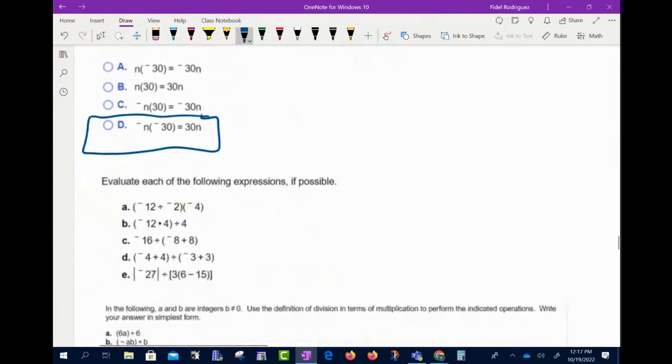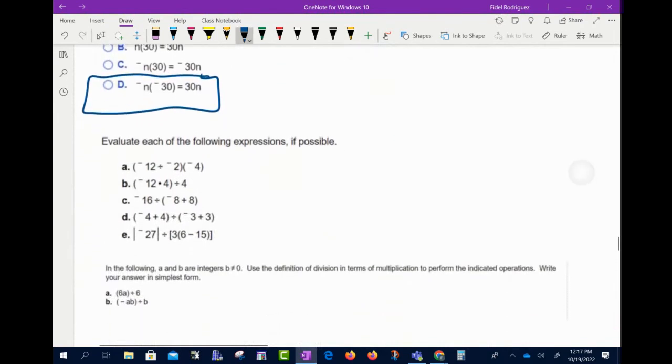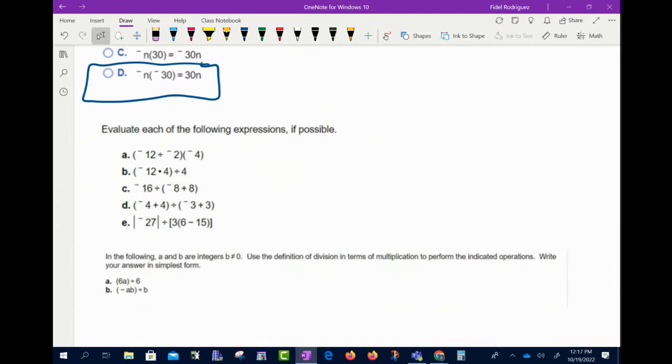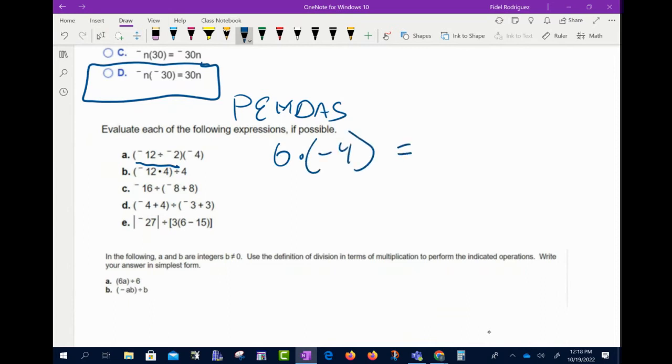Okay, so y'all, for this next part here, it says evaluate each of the following expressions if possible. So remember, y'all, all I'm really doing here, I'm thinking about my order of operations, like parentheses, exponents, multiply, divide, add, and subtract, right? So back when we were in school, we learned it a lot using this PEMDAS idea. So remember, we have to do what's inside the parentheses first, okay? So let's take a look here. Negative 12 divided by a negative 2 is going to give me a positive 6 times a negative 4, and that's going to leave me with a minus 24. Okay.